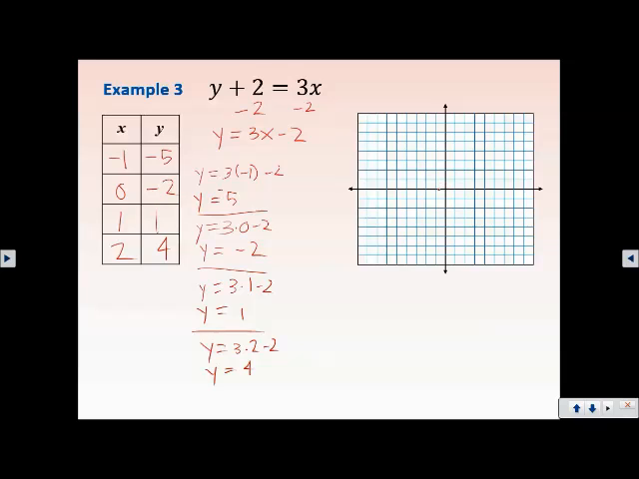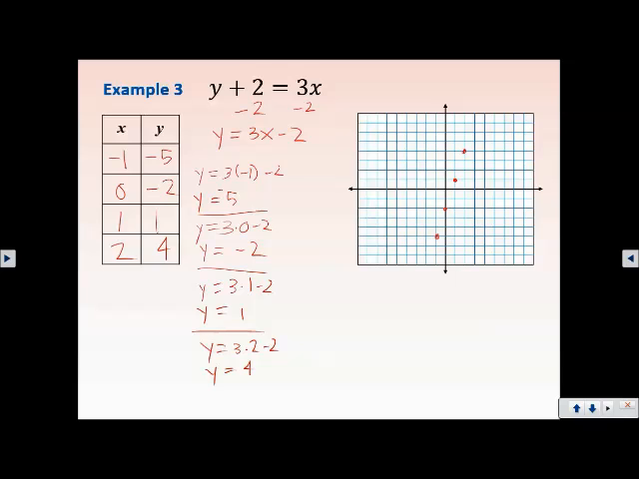Negative 1, negative 5 goes right there. 0, negative 2. 1, 1. And 2, 4. So you can see they all line up in a straight line. How convenient. That's exactly what we expect because we are giving you linear equations, which means all the solutions line up in a line.